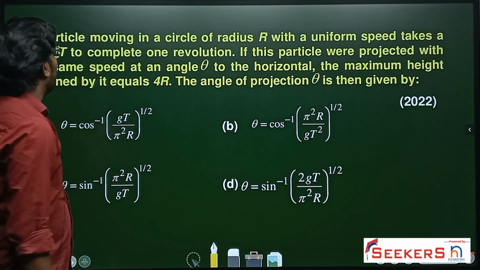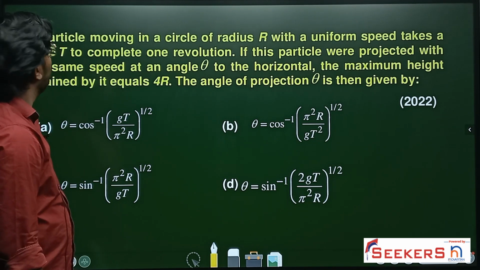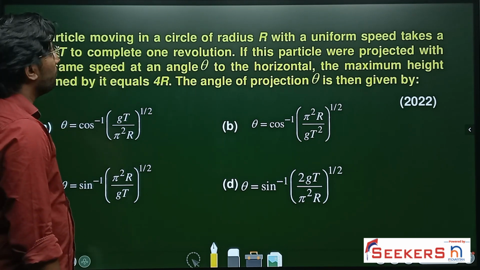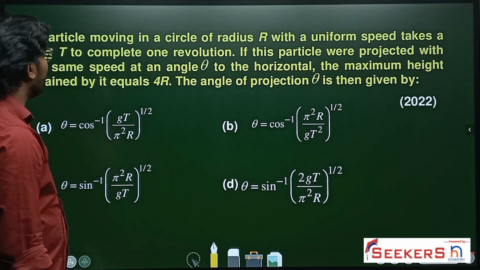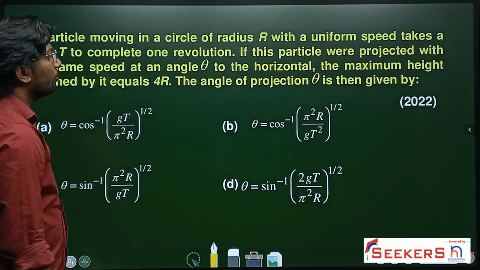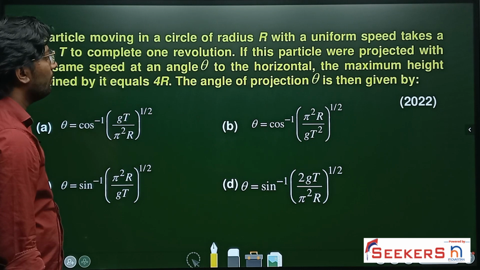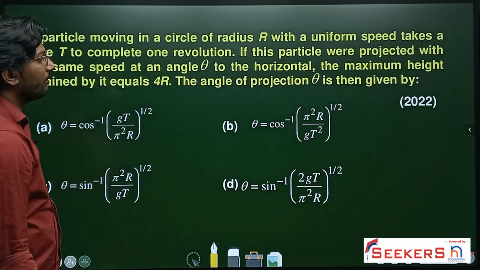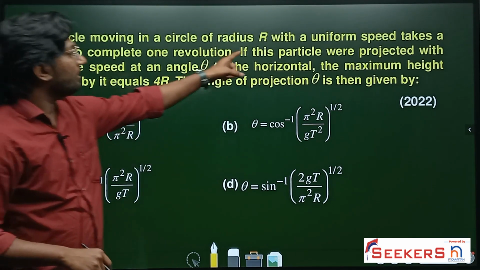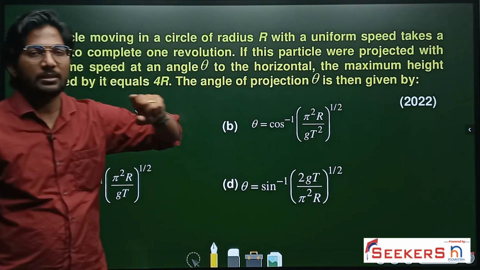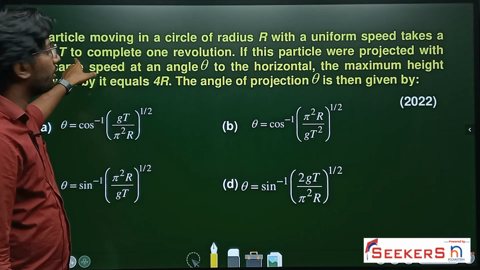Next question. A particle is moving in a circular track of radius r with uniform speed and takes time t to complete one full revolution. If this particle were projected with the same speed at an angle theta to the horizontal, the maximum height attained by it equals 4r. Then the angle of projection theta is given as? So in this there are two things. One is circular motion. They said it is moving with uniform speed, which means in a uniform circular motion of radius r, it completes one full revolution in time t.